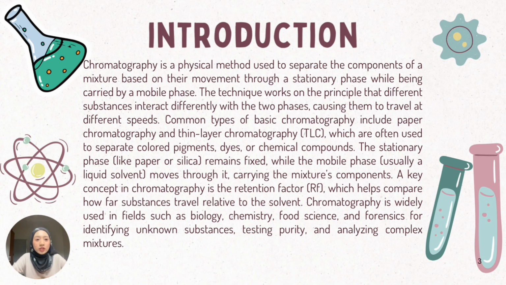The technique works on the principle that different substances interact differently with the two phases, causing them to travel at different speeds. Common types of basic chromatography include paper chromatography and thin layer chromatography, known as TLC, which are often used to separate color pigments, dyes, or chemical compounds.